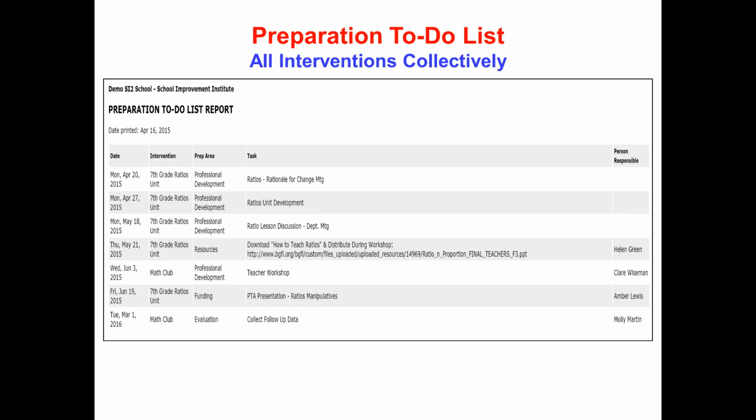Then another report that the system will spit out after you're finished entering your preparation is the preparation to-do list. And this is a chronological list of all of the tasks that you've put in to the system. It tells you the date that this task is going to be completed by, what intervention it relates to, what prep area, what component it is, so professional development or resources or funding, and then what the task is. So that is the to-do list for all of your interventions together.